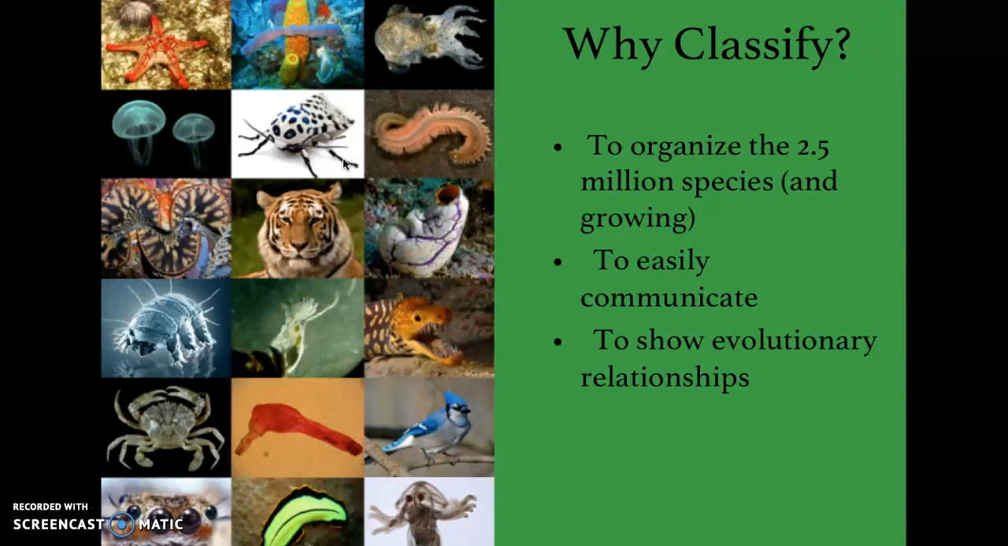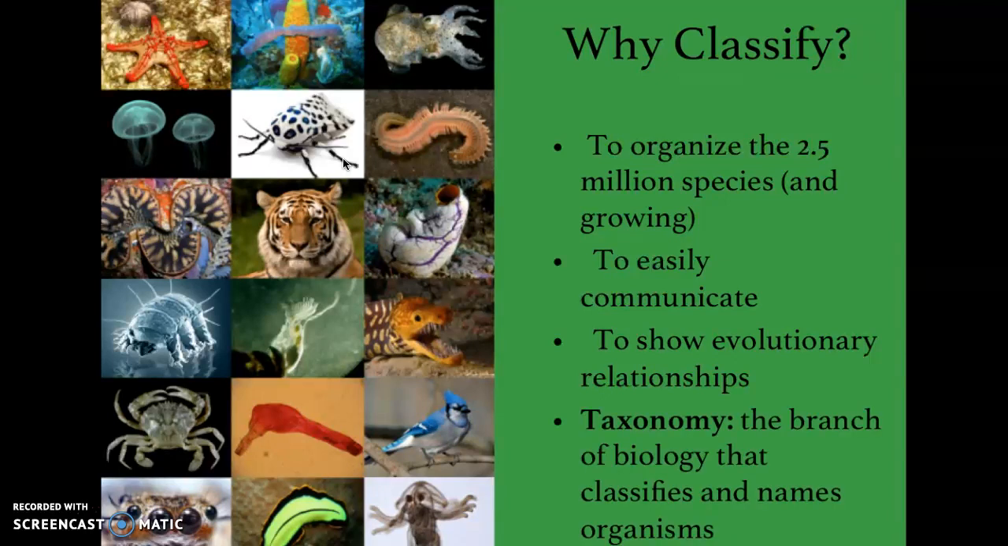This also works for plants. Animals are not the only things we classify. And then taxonomy, by definition, is the branch of biology that classifies and names organisms. If you're a taxonomist, and you discover a new species, you can name that species. And there are people whose job it is to find new species, and when they find them, they identify them, they publish a paper, and they get to name them. Next slide.